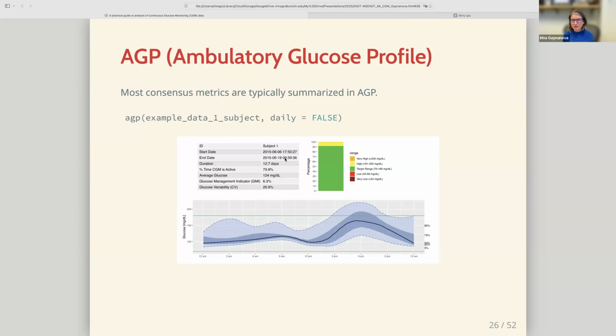So it tells you the start time, the end time, duration, how much non-missing data there was. It tells you average glucose, the glucose management indicator that we talked about, that is just a translation of average into the A1C scale, and the glucose variability as measured by CV. And then it has the bar plot corresponding to the ranges of the fixed thresholds. Additionally, it gives you a visual representation of the average profile. So again, you can see that across days, this particular subject tends to have larger values in the afternoon, probably when they do meal intake, and lower values during the night.